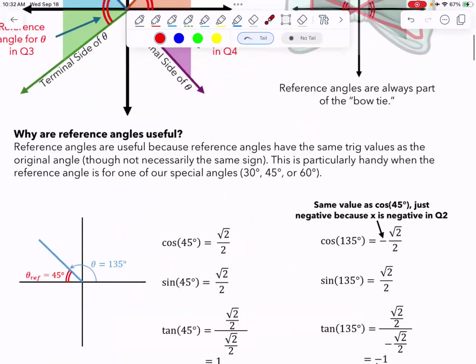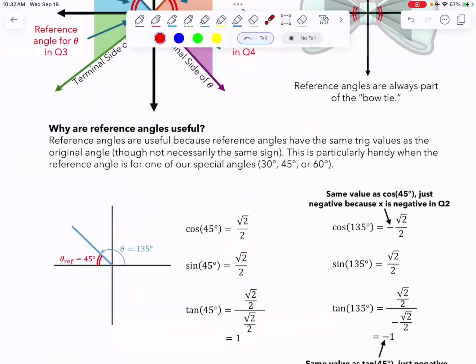So why are reference angles useful? Well, my friend, let me tell you. They're useful because we know information about these three angles in the first quadrant, the 30, 45, 60 degree angles. We know their sine values, their cosine values, their tangent values. But there are other angles within this unit circle where their reference angle is the same as one of the 30, 45, or 60 angles.